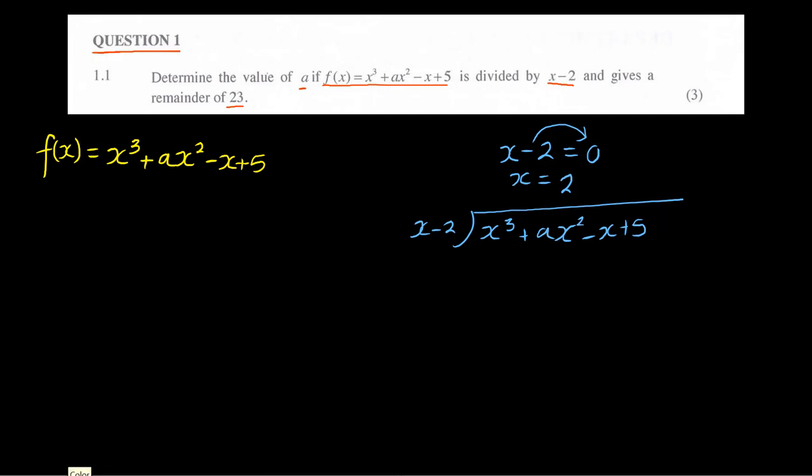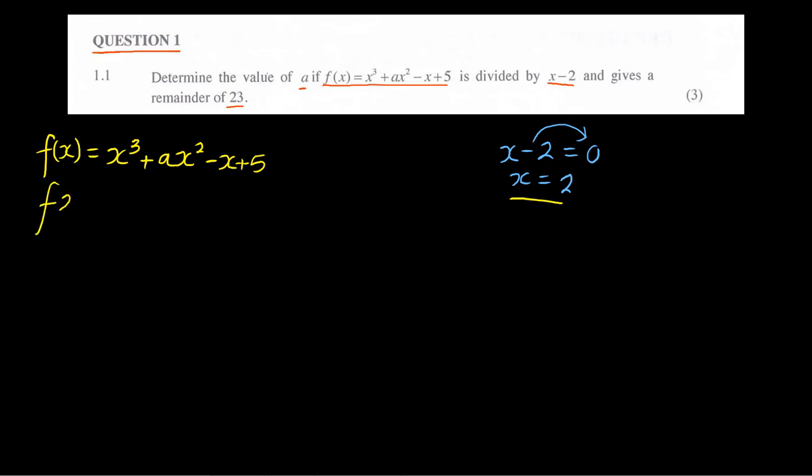They are saying f of x is divided by x minus 2. So what we are going to do is we are going to take our 2 that we got in here and substitute it in x. So you are going to find f of 2 is equal to 2 cubed, remember to put brackets, plus a times 2 squared, minus 2 plus 5. That's what we're given.